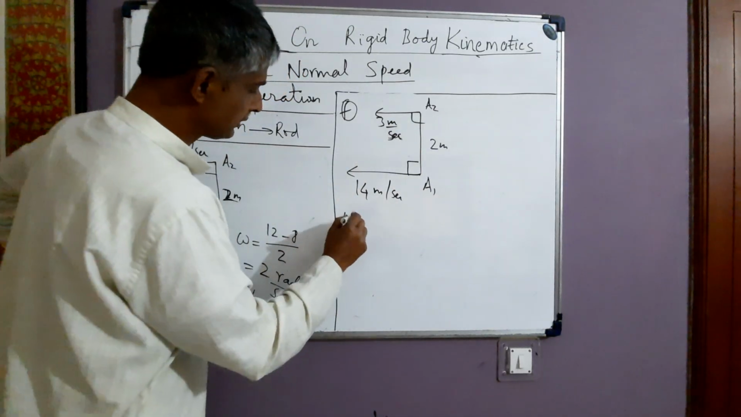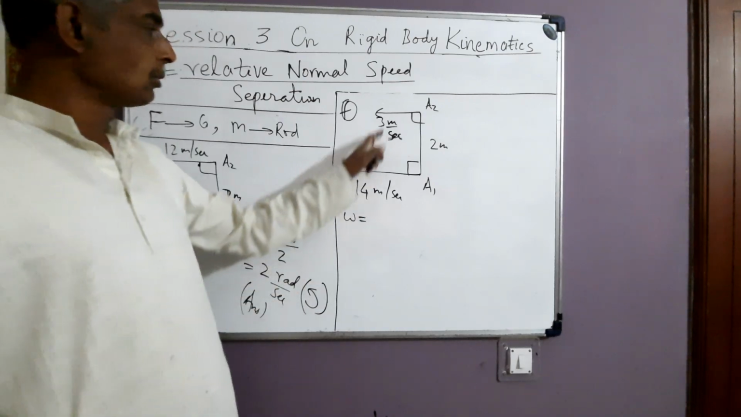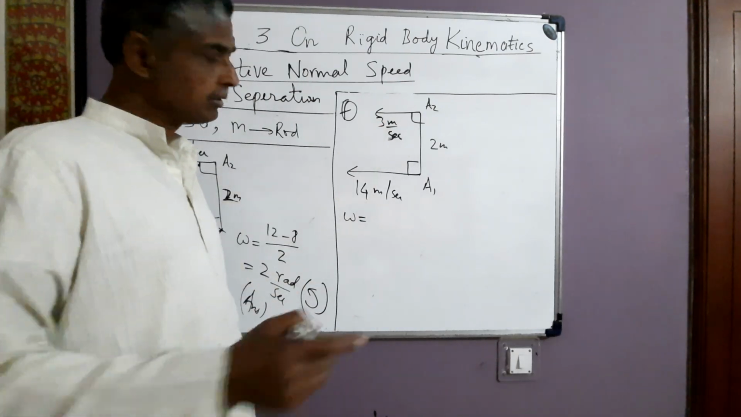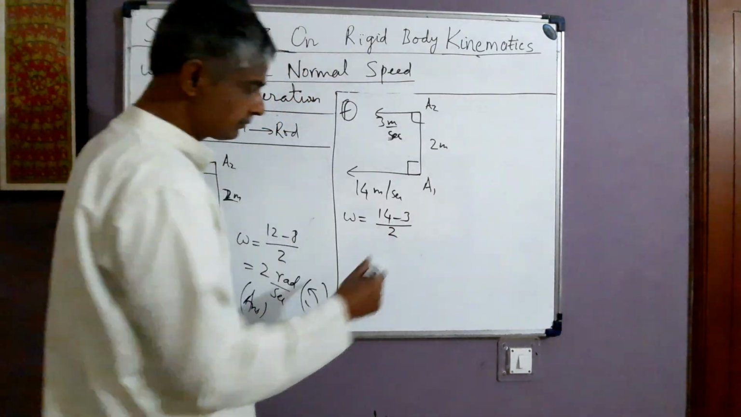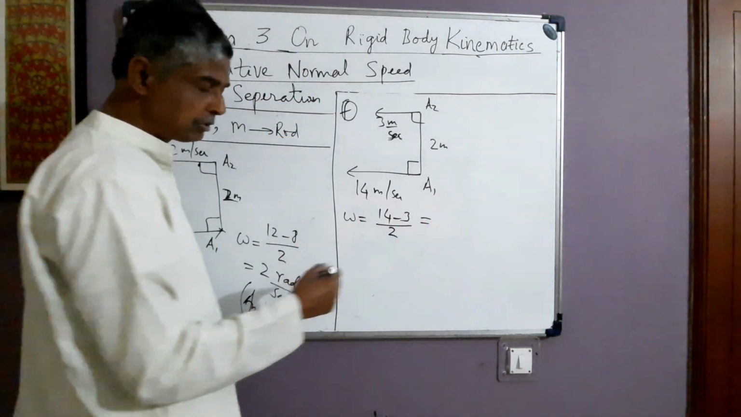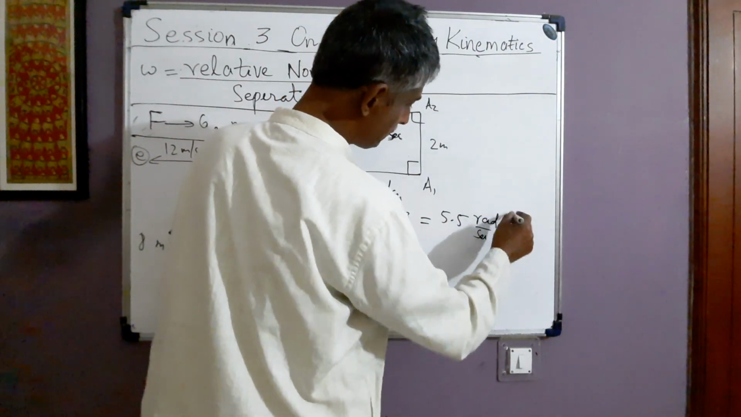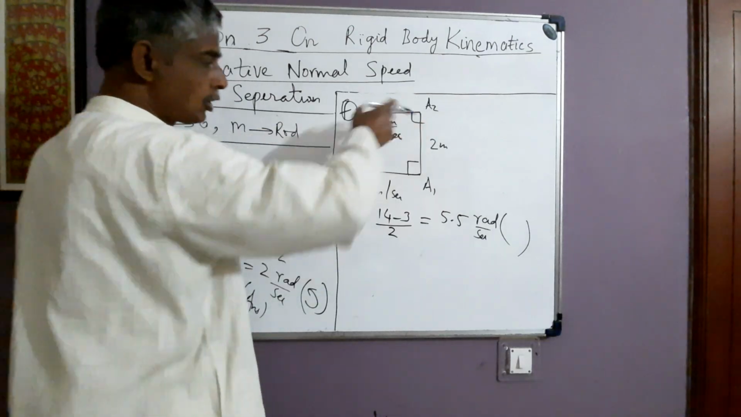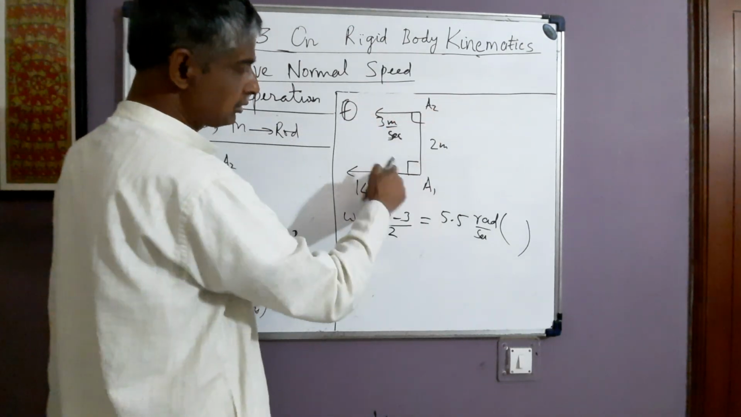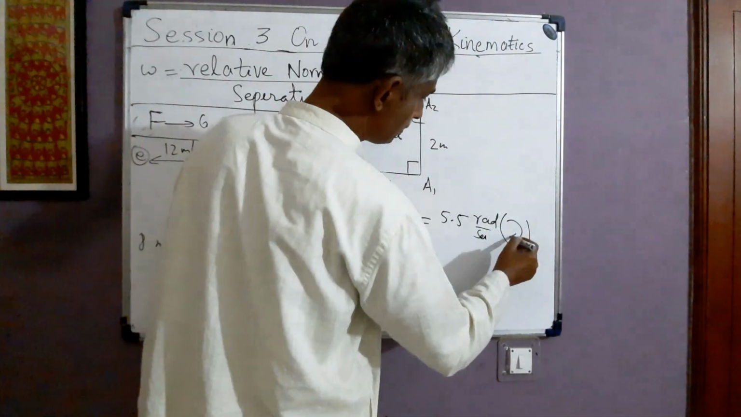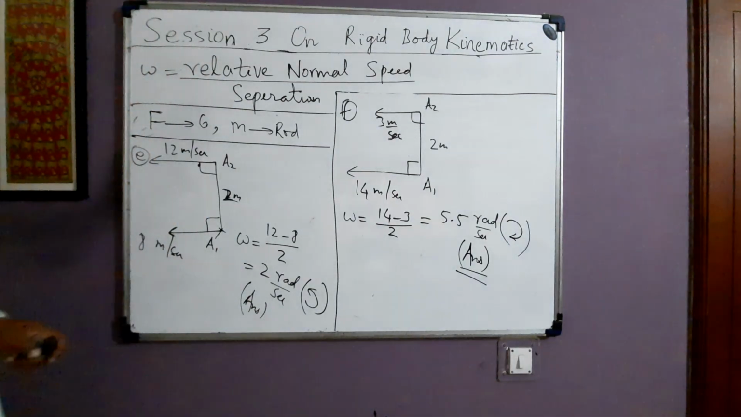Now we have to tell the value of omega. Omega will be equal to relative normal speed by separation. Both the normal speeds are in the same direction, leftward. So relative speed will be equal to 14 minus 3, from the theory of relative velocity, by separation 2 meter. 11 by 2, that is 5.5 radian per second. Sense will again be clockwise because this will go more left. This will move leftward more in small time. So sense will be clockwise. So this is the answer to this question.